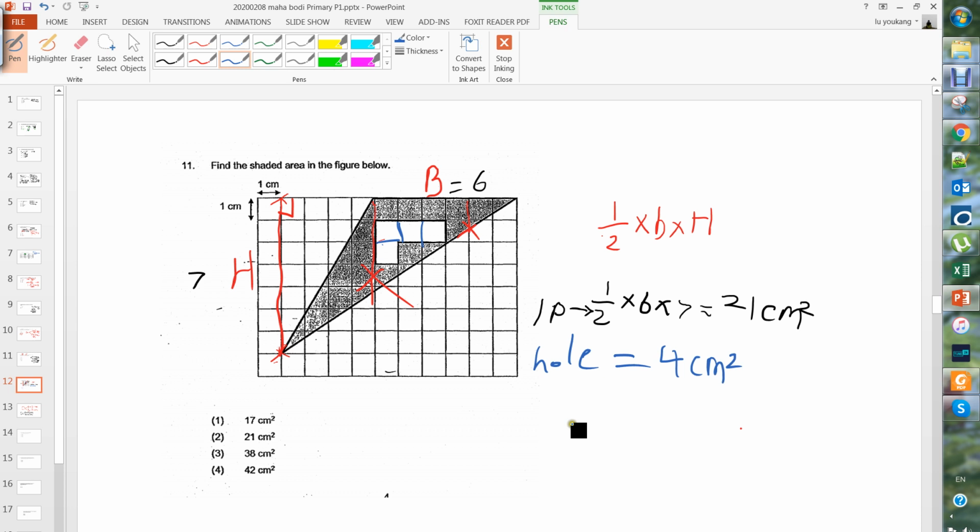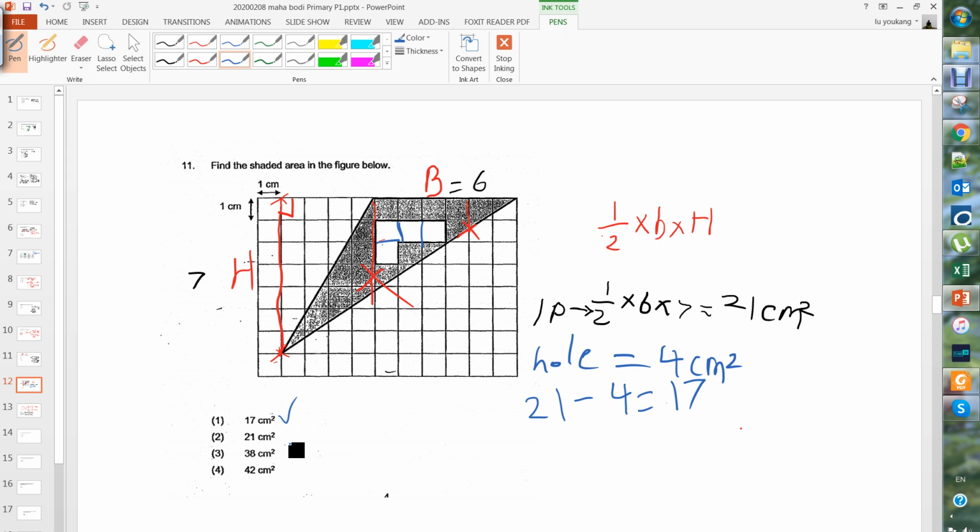So how do you find the shaded area? 21 minus the 4, which is 17. So the answer is, take the answer.